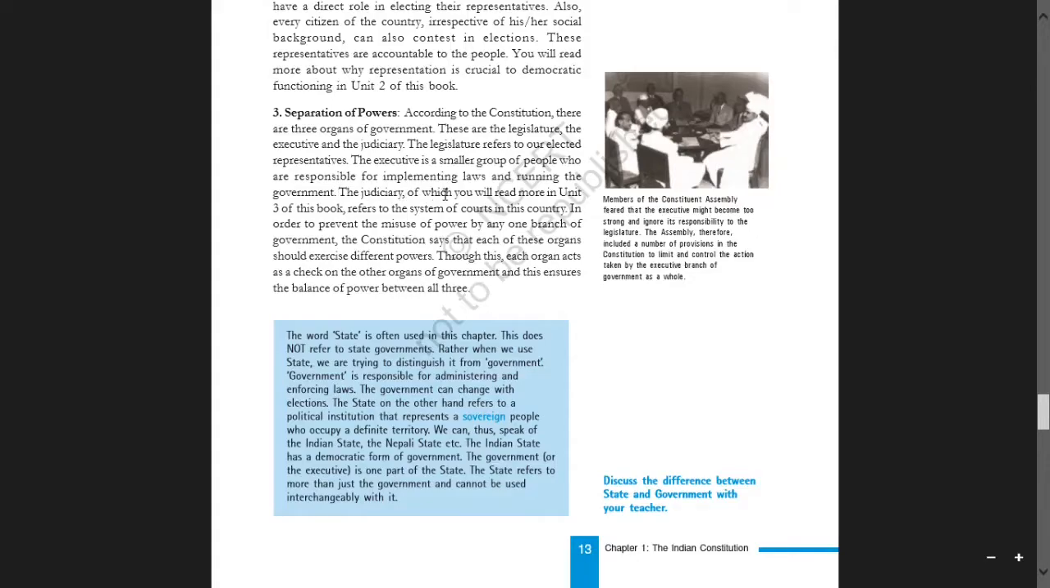The judiciary, of which you will read more in Unit 3 of this book, refers to the system of courts in this country. In order to prevent the misuse of power by any one branch of government, the Constitution says that each of these organs should exercise different powers. So this right has been given by the Constitution. The Constitution says so.